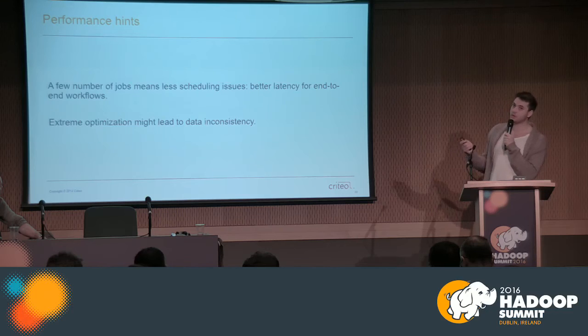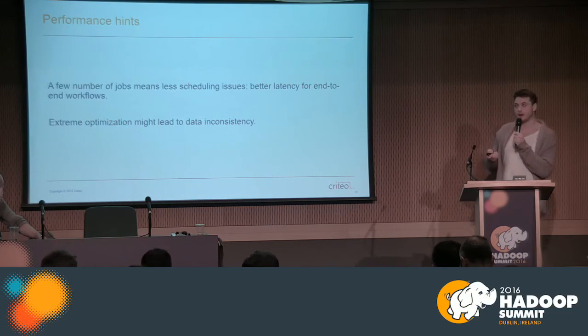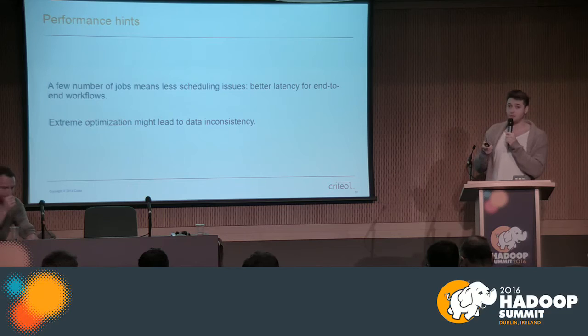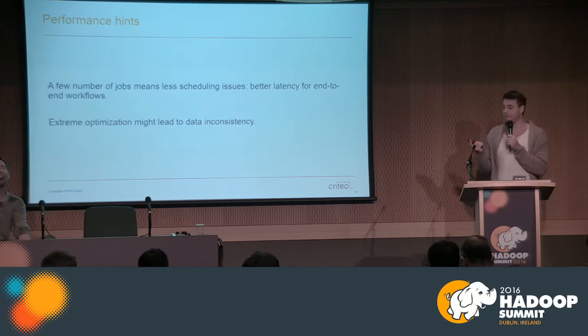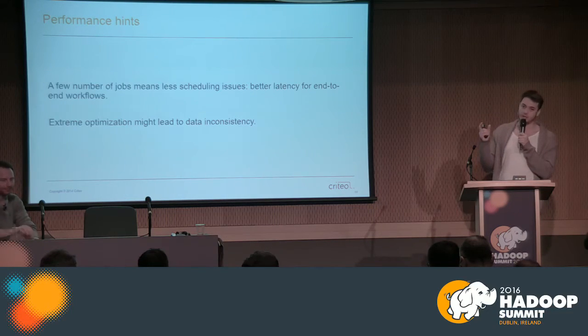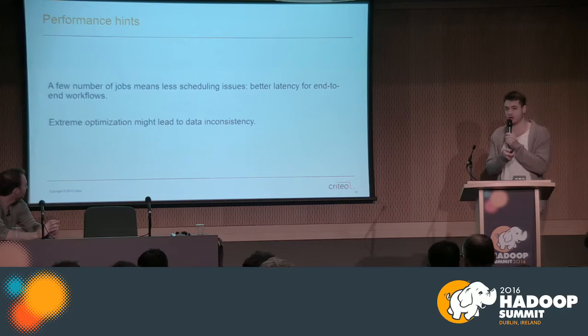Why do we want to know how many jobs we run, and why do we want to optimize this? It's simple: you may face latency issues because you depend on the scheduler. Let's say you run your jobs in a pool and the pool is full. You want to have as few jobs as possible so that you can finish your job very quickly.